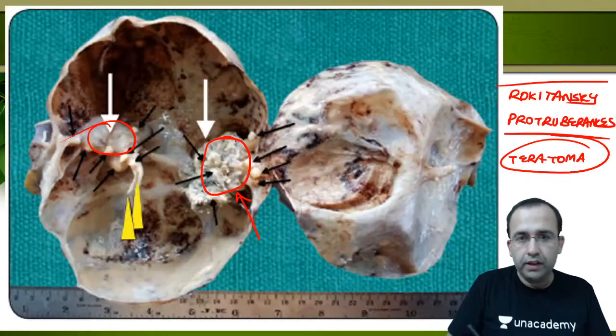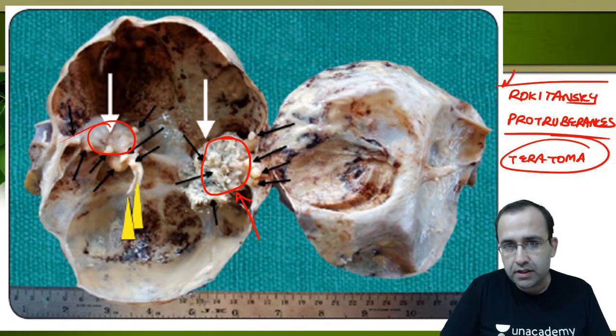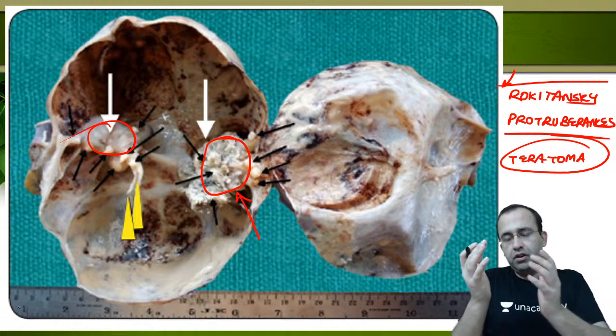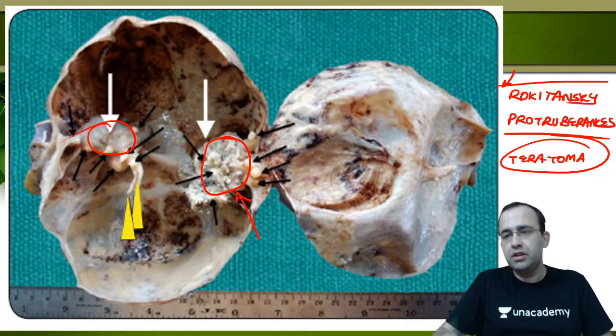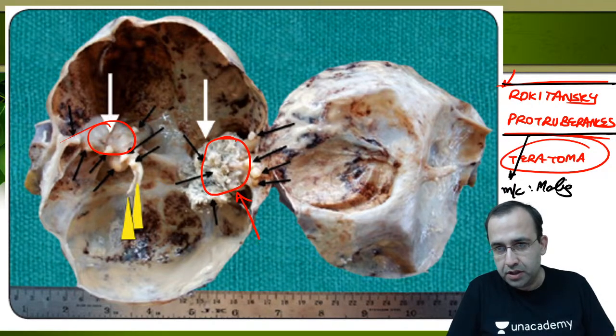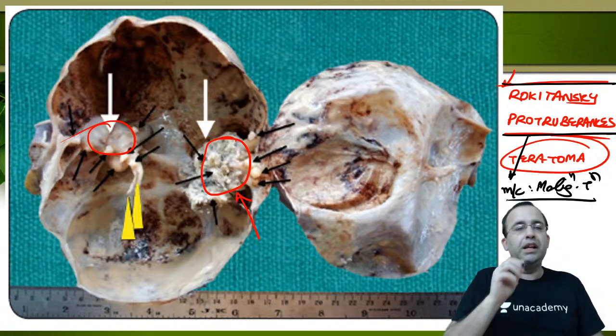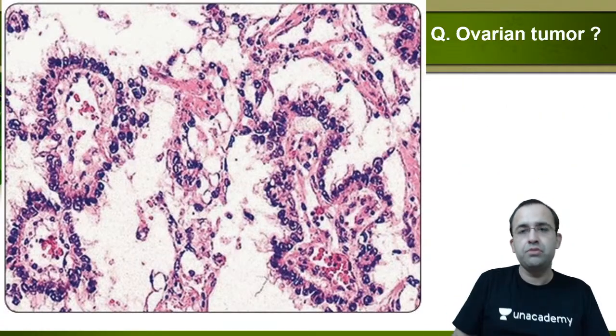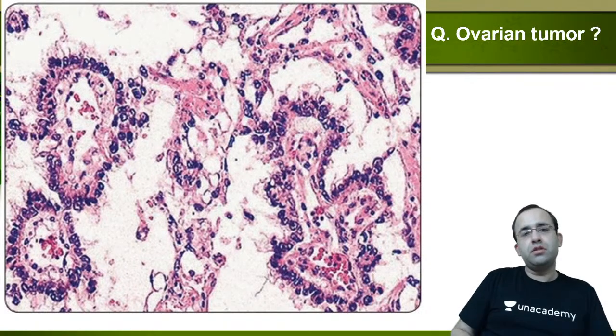Next point. What is the significance of Rokitansky protuberances? They were originating from the wall and coming towards the lumen. This is where most commonly malignant transformation occurs. Rokitansky protuberances.